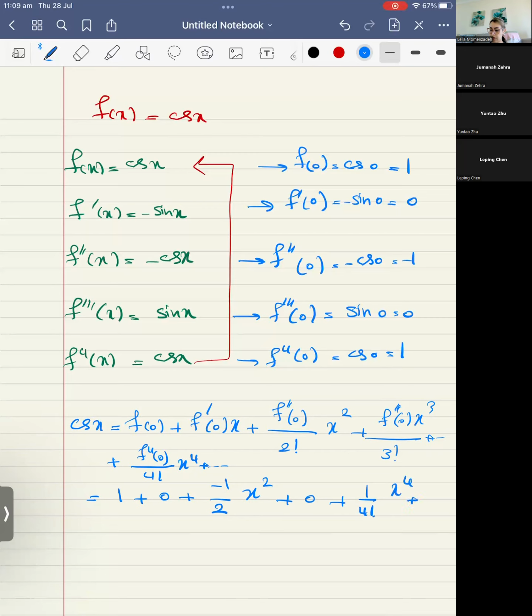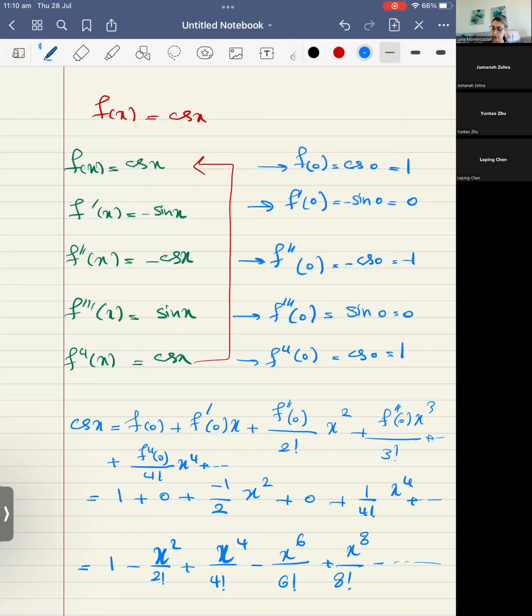It would be equal to 1 over 4 factorial x4, and I can write this one as 1 minus 1 over 2 factorial x squared plus 1 over 4 factorial x4 and minus, if you keep going, x6 over 6 factorial plus x8 over 8 factorial minus x10 and it goes on.